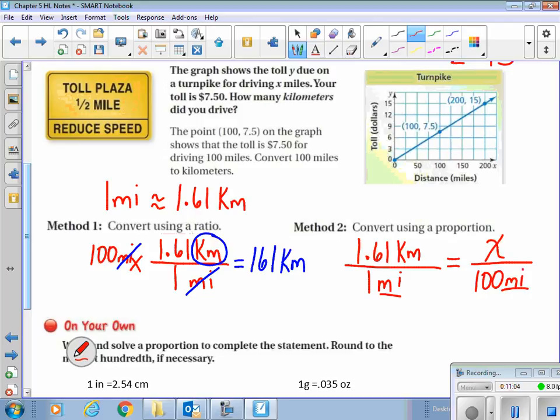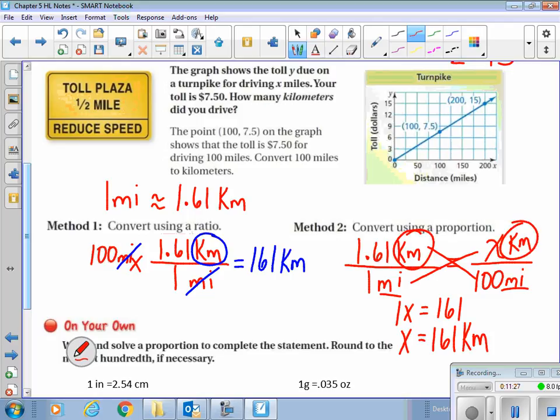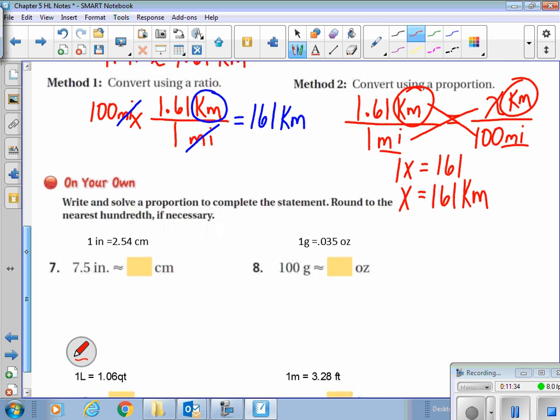And we are looking for x, which is going to be kilometers, which is what we have on top in my first ratio. I can then do cross products. 1 times x, 1x. And 1 and 61 hundredths times 100 is 161. Dividing both sides by 1 still leaves me with 161. What's up top here? Kilometers to match my other. So it's 161 kilometers. Right, I'd like you to solve using proportions, since that's what we're practicing right now.